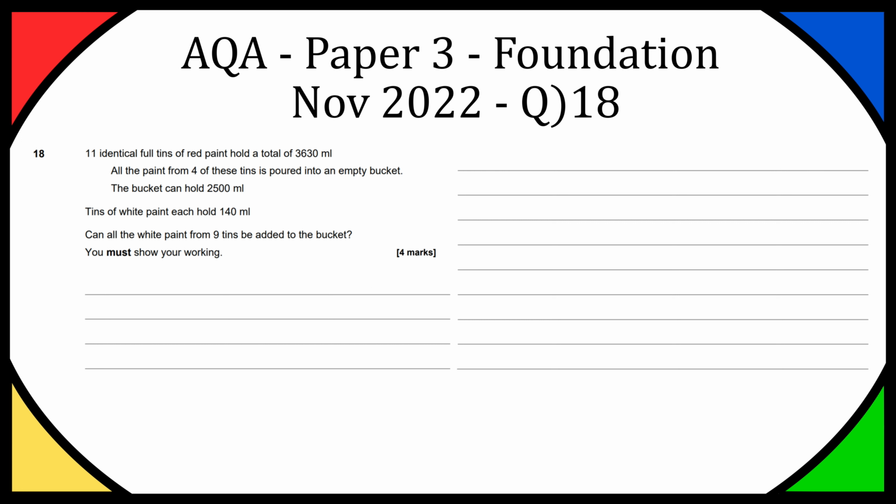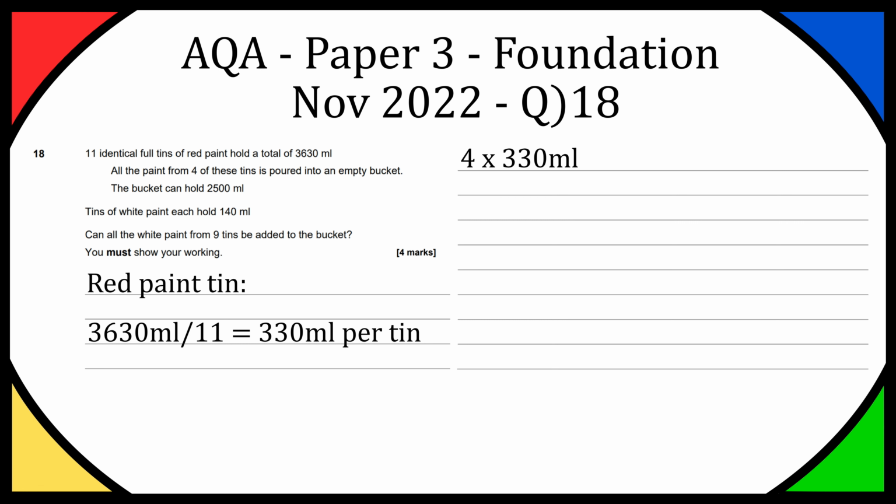So let's first work out how much paint is in each individual red tin. So a red paint tin is going to be 3,630 milliliters divided by 11, because the total amount of red paint is 3,630 milliliters and there's 11 full tins of red paint. So working out that calculation, it gives us 330 milliliters per tin, and they said that they're going to pour 4 tins into an empty bucket. So let's do 4 times 330 milliliters. That gives us 1,320 milliliters. So that's how much red paint is in the bucket.